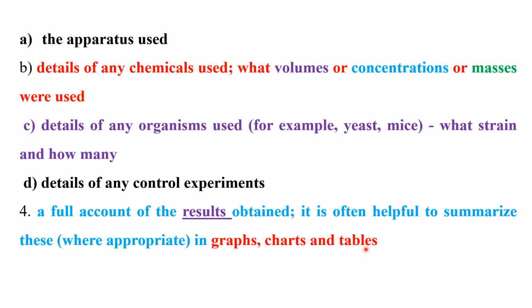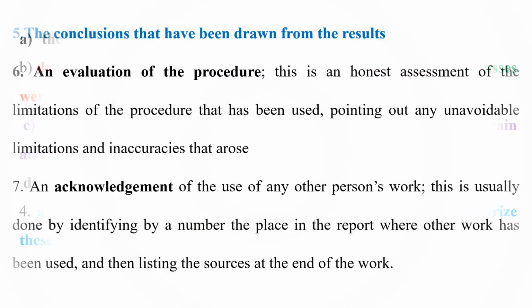When you are finishing or getting your results, you present them in the forms of graphs, charts, and tables, because it is clear and easy to understand for your audience, for whom you present your results. The fifth one is, after you finish your results, the conclusions that have been drawn from the results. You are writing conclusions.